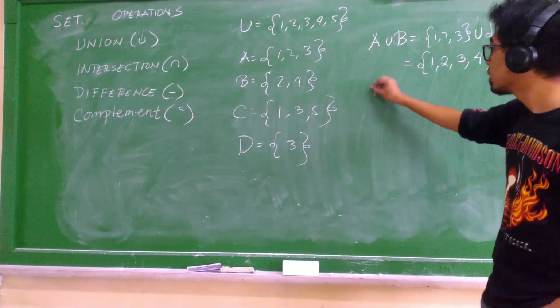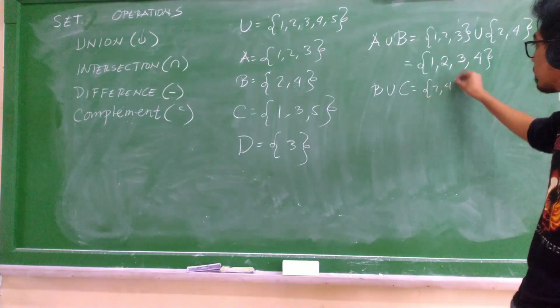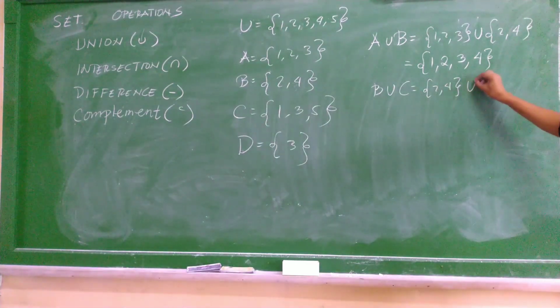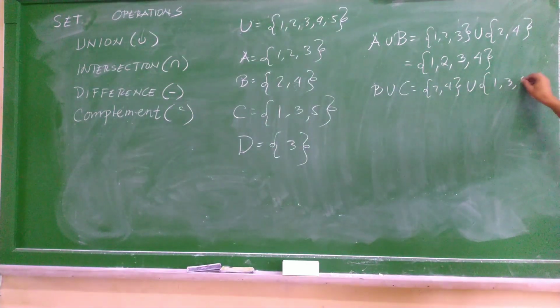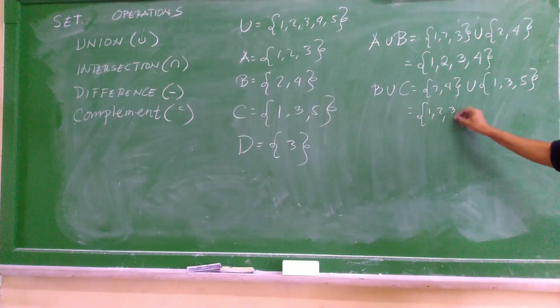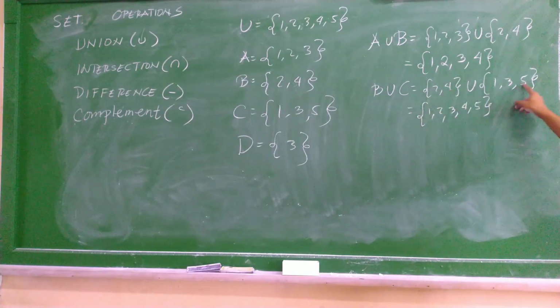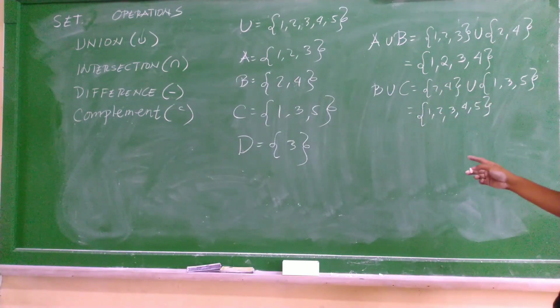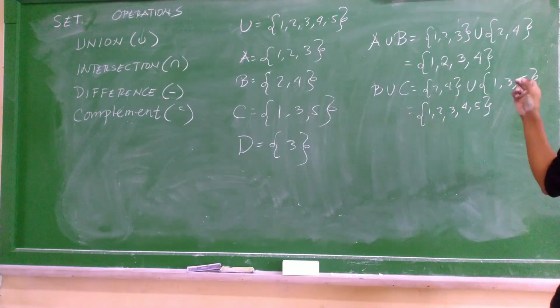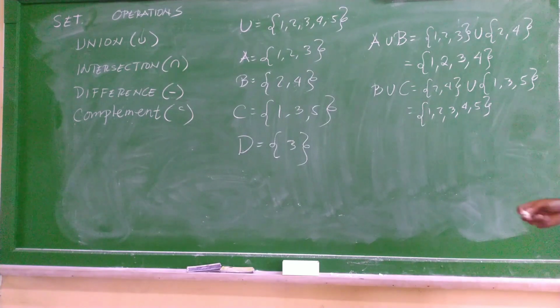Let's say B union C. That would be {2, 4} union {1, 3, 5}, giving us {1, 2, 3, 4, 5}. Or you can write it as {2, 4, 1, 3, 5}. It doesn't matter, but this is more pleasing to look at. So we have rearranged the elements.